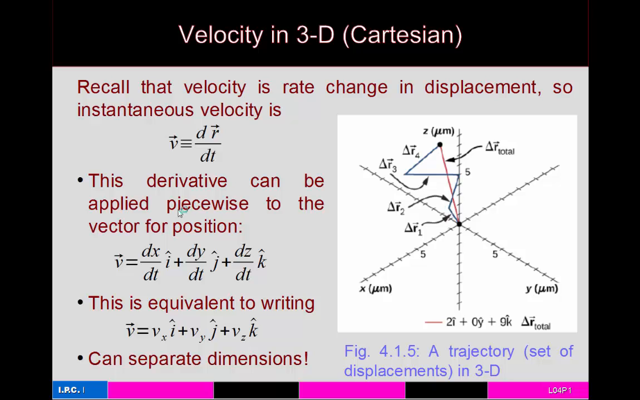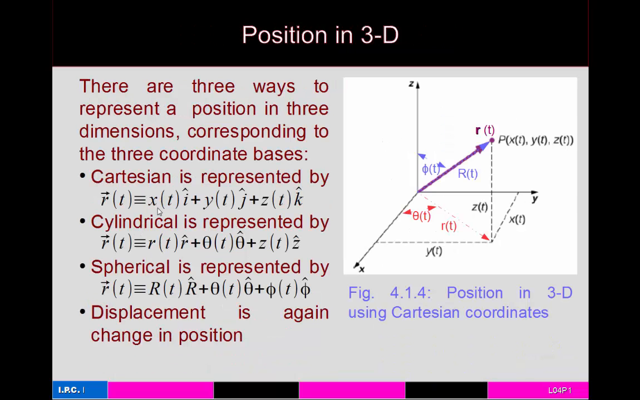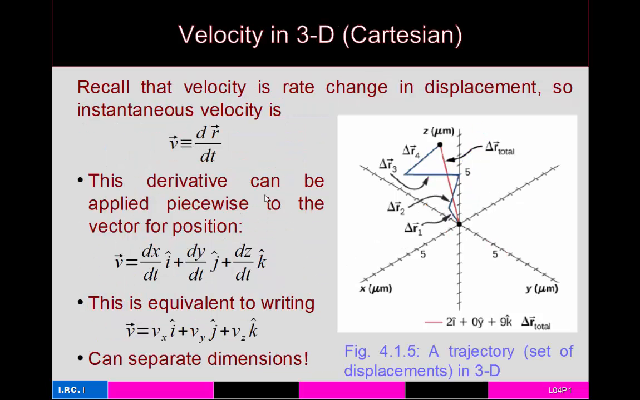And this derivative we can basically apply piecewise to the position equation. So recall that the position is x of t i hat plus y of t j hat plus z of t k hat. So for the velocity vector, you apply this derivative, and you end up with dx by dt i hat plus dy by dt j hat plus dz by dt k hat. And so we call these v sub x, v sub y, and v sub z.